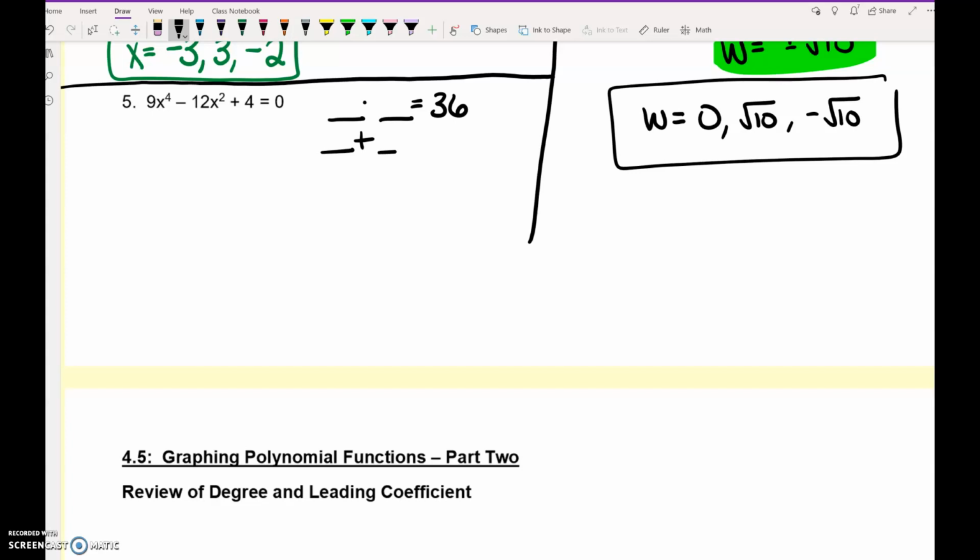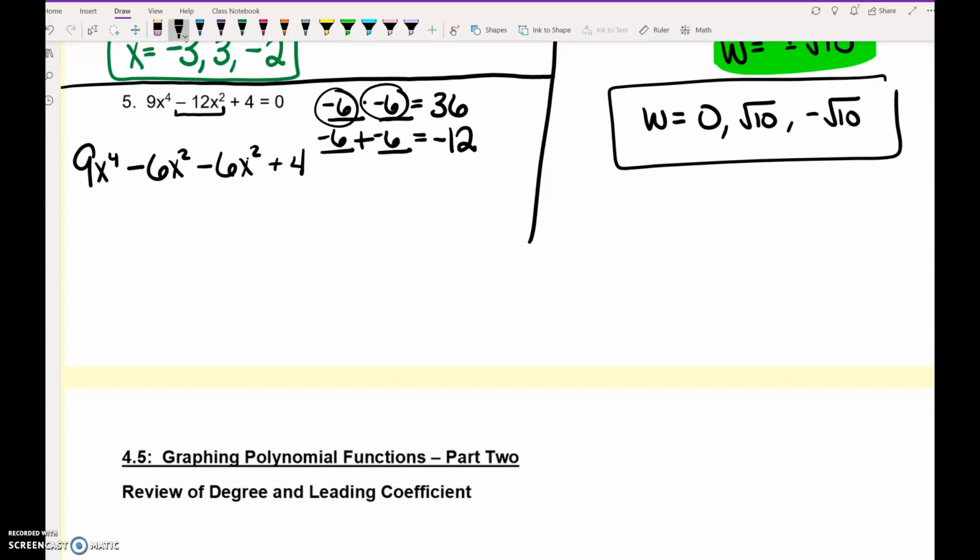We need to find 2 numbers that multiply to give us 36 and add up to negative 12. Thankfully, I think that number is pretty easy to find. Negative 6 and negative 6. When there's a number in front of that first term of the trinomial, you have to split this into 4 terms. You've got 9x to the 4th. We're taking this term and splitting it using the numbers that we found. So negative 6x squared, negative 6x squared plus 4.